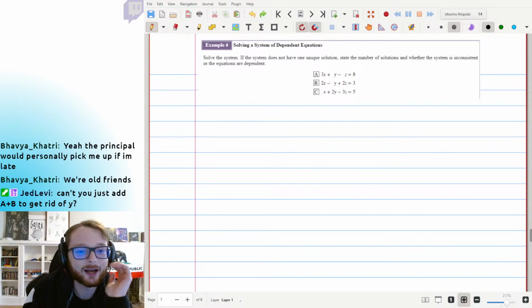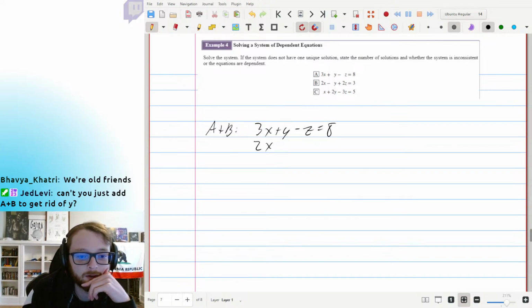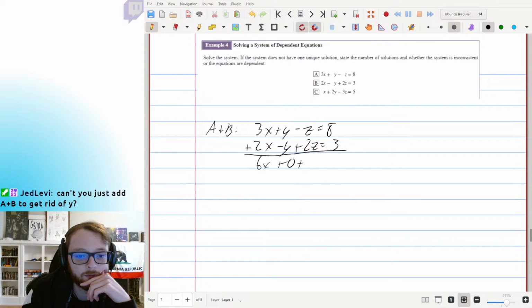Honestly, I would just do this with the matrix personally, so I'm a little bit, let's say, rusty. But Jed has a much better first step, which is just to add equations A and B. So I'm going to add those up. 6x plus 0 plus z equals 11.